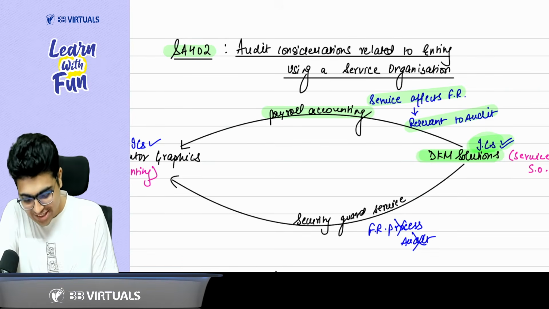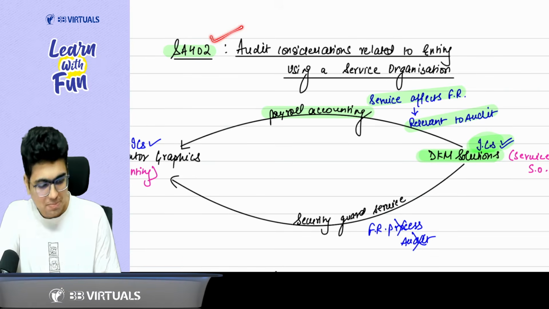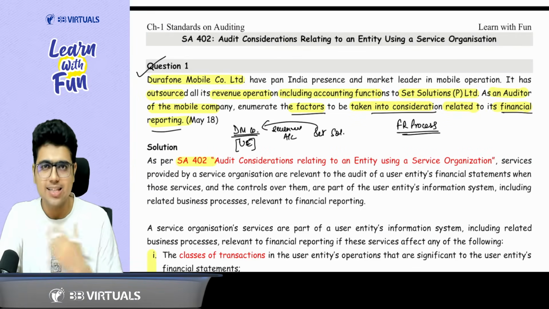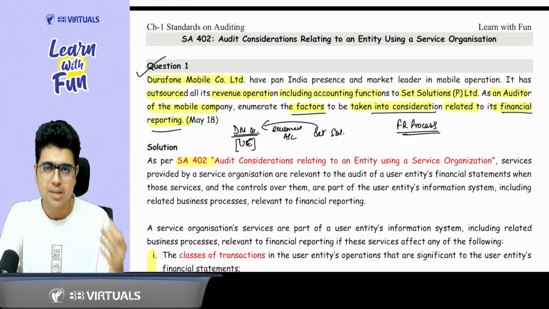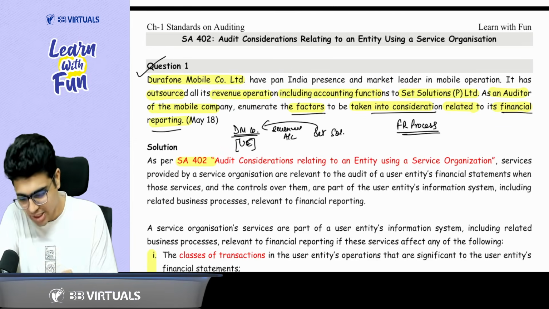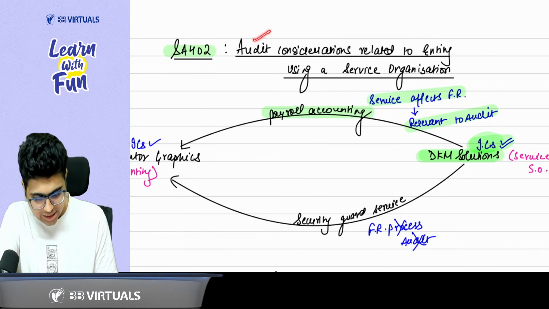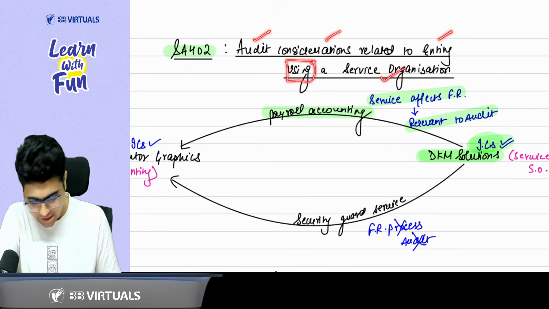So, sir, in this revision, we are not only going to cover the concepts, but at the same time, whatever are the questions that have been asked by ICAI in the study material, RTP and MTP, that also we are going to cover properly. Okay. Let's begin with SA 402. Sir, it says, what? Audit considerations relating to an entity using a service organization.